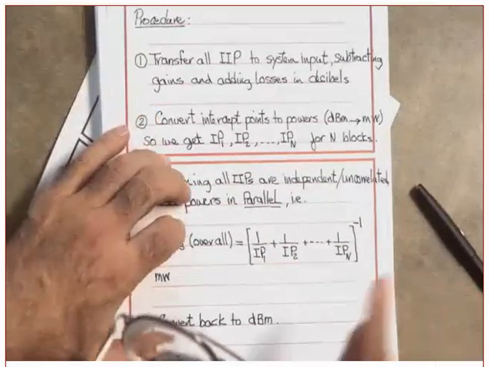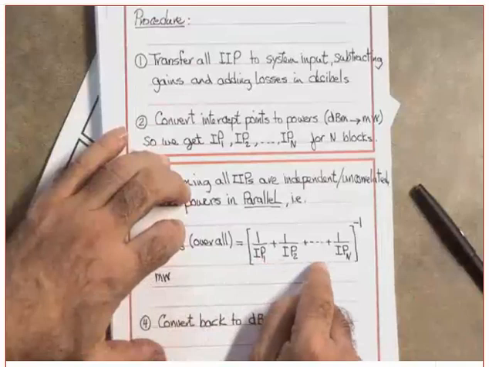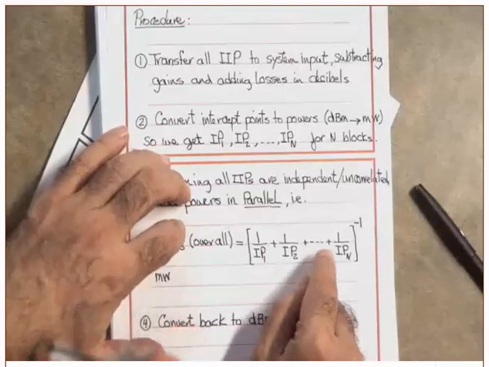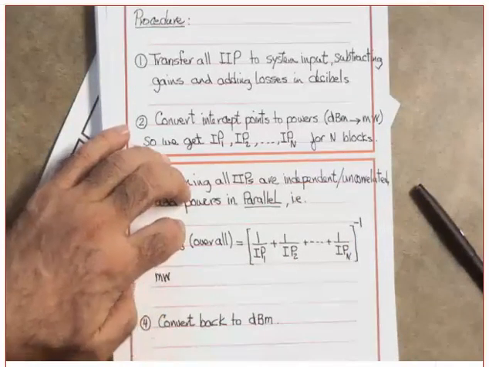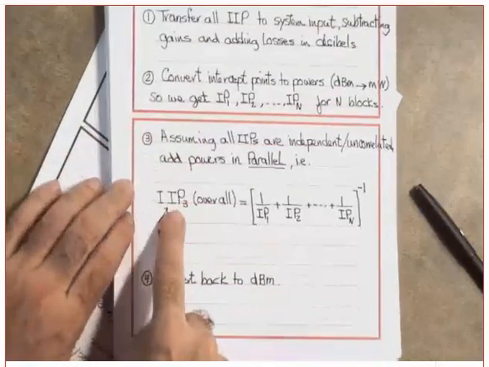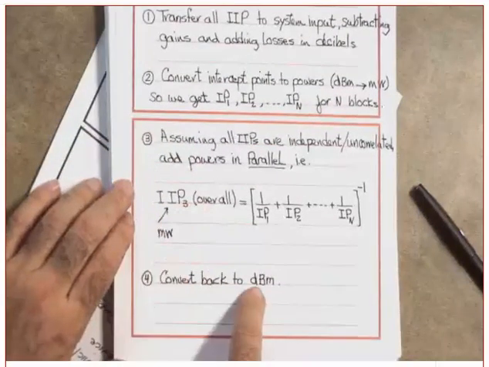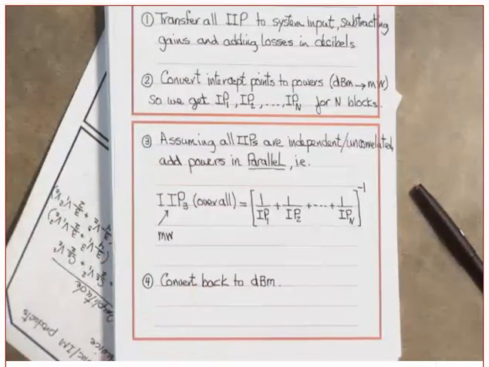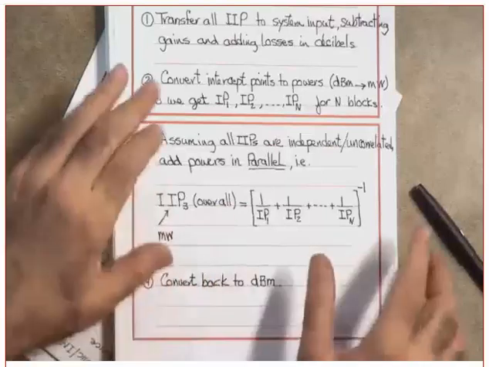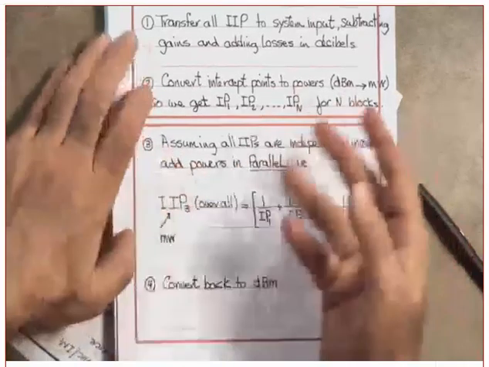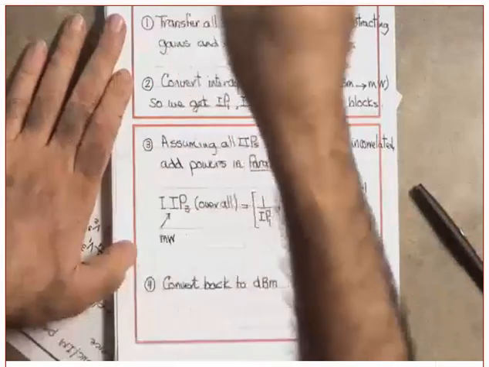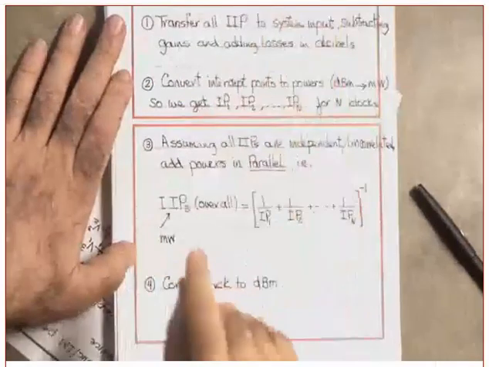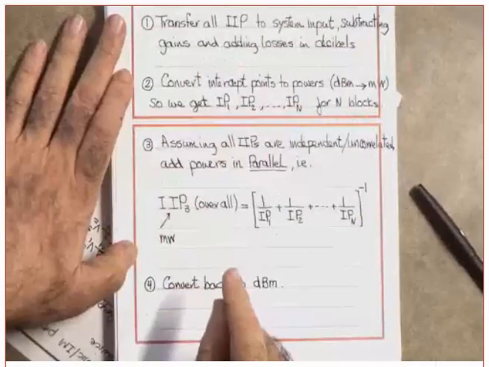Keeping in mind all of these IIPs are in milliwatt, not in dBm. Yes or no? After you find the overall IIP3, convert back to dBm. Did you get it? Let's see. One more time: transfer all of them to the input. Keep track of the losses and the gains. Are you following me or not?